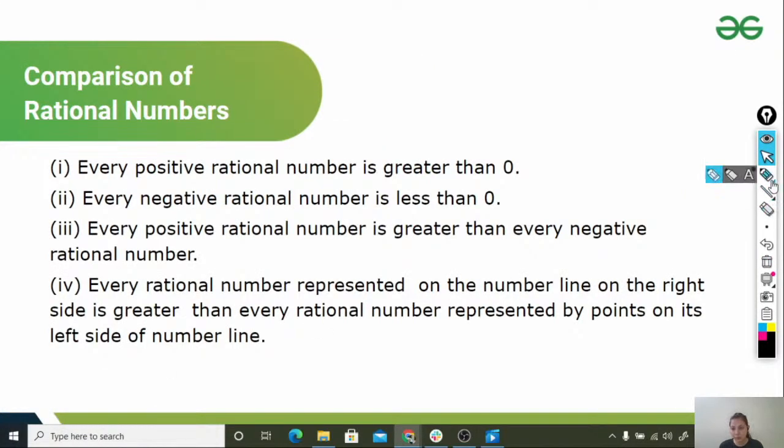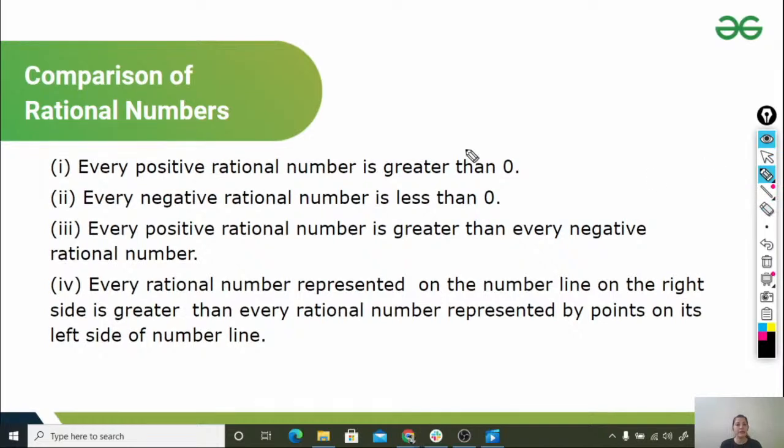Okay, now the part over here is comparison of rational numbers. So there are some properties we should know about rational numbers before comparison. Just as we studied in integers that every positive integer is greater than 0, because the positive integers were on the right side of the number line, similarly every positive rational number is greater than 0. It will also lie on the right side. Every negative rational number is of course lesser than 0.